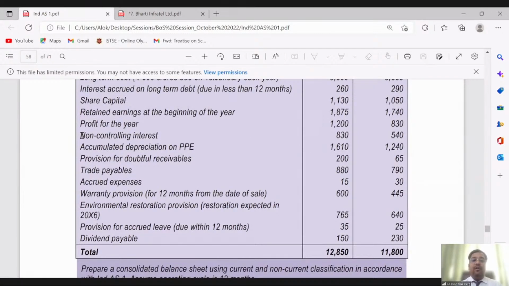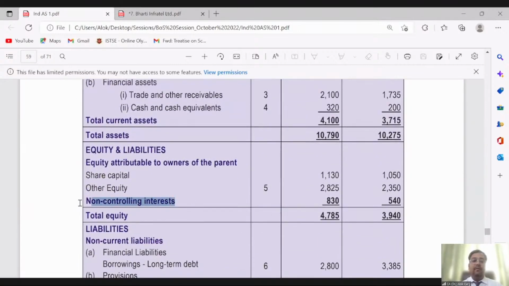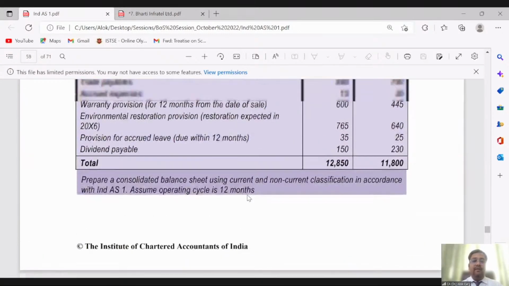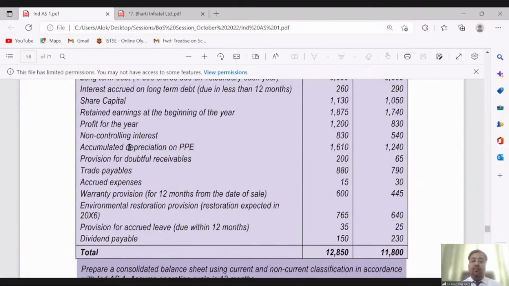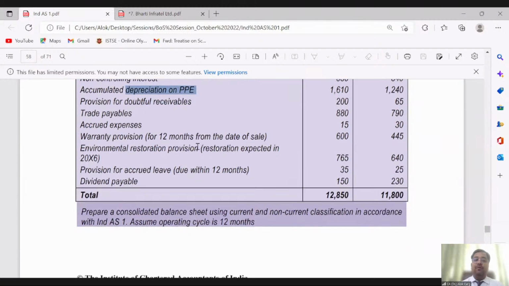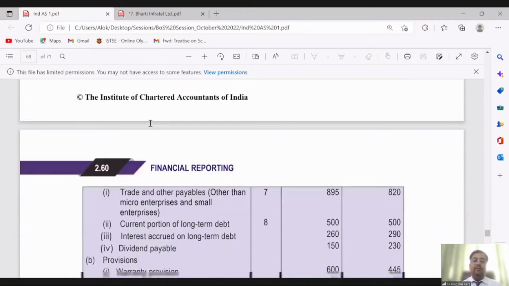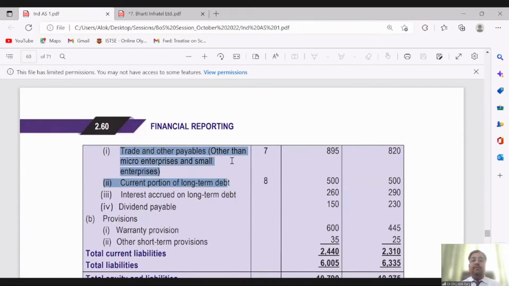Then there is an item of non-controlling interest. It has to be shown separately on the face of the balance sheet. After other equity, you have to show non-controlling interest separately, right? Then there is an accumulated depreciation on PPE. So PPE has been netted off with accumulated depreciation. Okay. Provision for doubtful receivable. So trade receivable has been netted off with the provision for doubtful receivable. Trade payable and accrued expenses have to be shown together as trade and other payables, right? Okay.